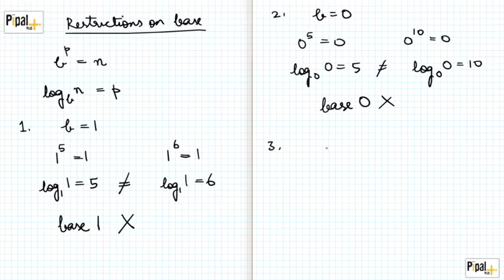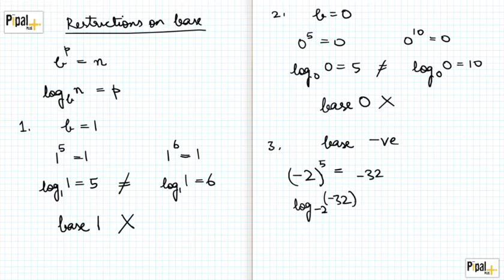The third problem comes when the base is negative, right? So let's say we have the number minus 2. The odd power of minus 2 is, let's say, minus 32. So if we were to write a log of the negative number, we would get log base minus 2 of minus 32 is 5, right? But when it comes to the even power, we are going to get, let's say, 64. So log base minus 2 of 64 is 6, right?